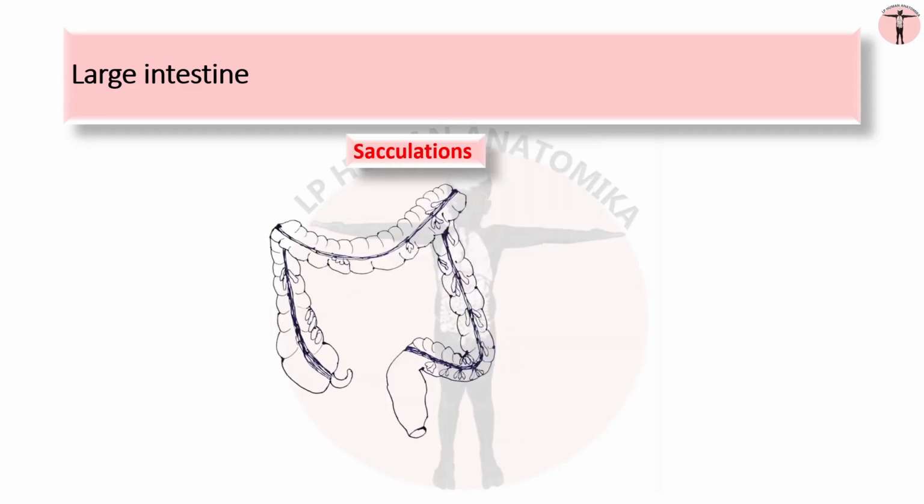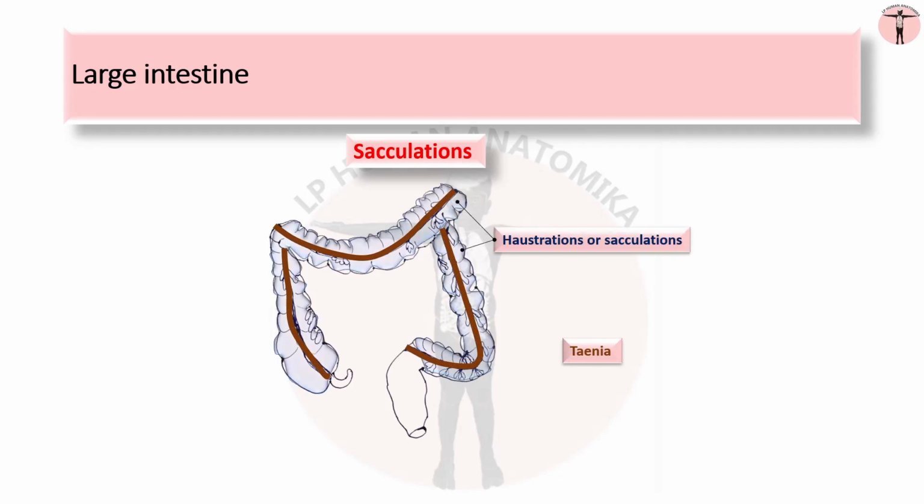Haustrations or sacculations are present where taenia exist. They are a series of pouches or dilatations in the wall of cecum and colon between the taenia. They are produced because taenia fall short of circular muscle coat in length. The sacculations are responsible for characteristic puckered appearance of large intestine.